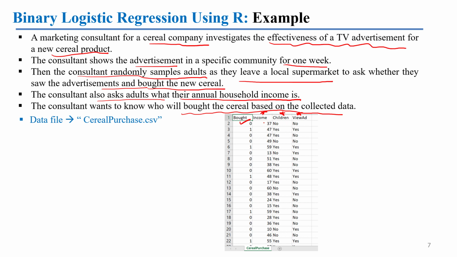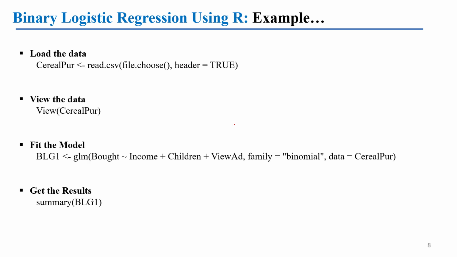So based on that, if I take any random adult, I want to know whether that person is going to buy that particular cereal or not. For that, I am going to use this data set and implement it in regression. We will fit the logistic regression and predict which factors we can use in order to identify whether that particular adult is going to buy the product or not.